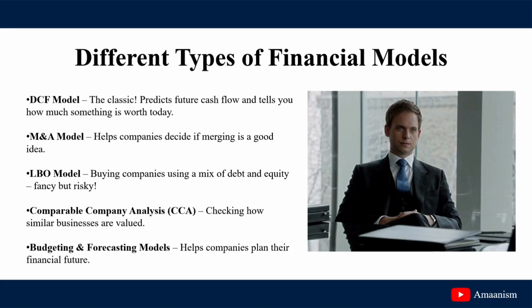The fifth one is the budgeting and forecasting model. This one is very common in all types of companies. For example, if you are working at Zomato, you have to do the budgeting. What would be the cost of your delivery partners? What would be the cost that will go to your servers or your apps, your internet cost and all? So you have to do the forecasting for that.